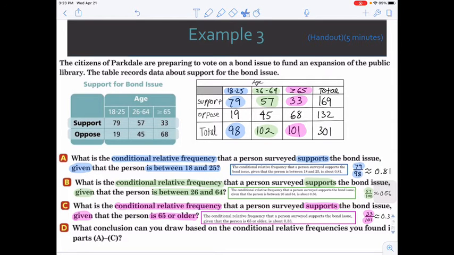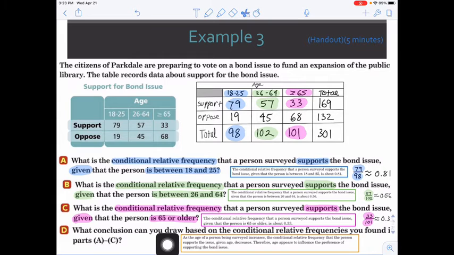Part D says, what conclusion can you draw based on the conditional relative frequencies you found in parts A through C? For part D, we have as the age of the person being surveyed increases, the conditional relative frequency that the person supports the issue, given age, decreases. Therefore, age appears to influence the preference of supporting the bond issue.